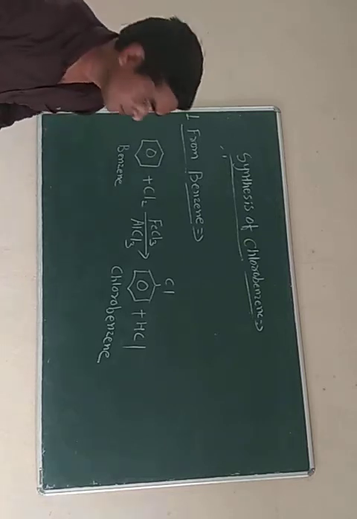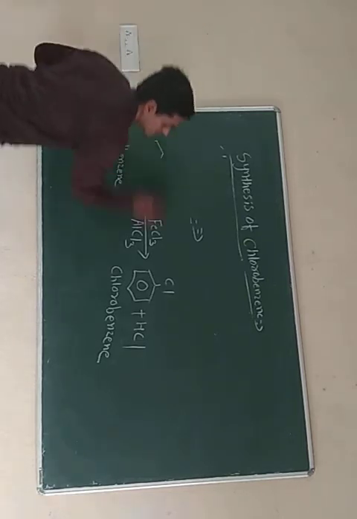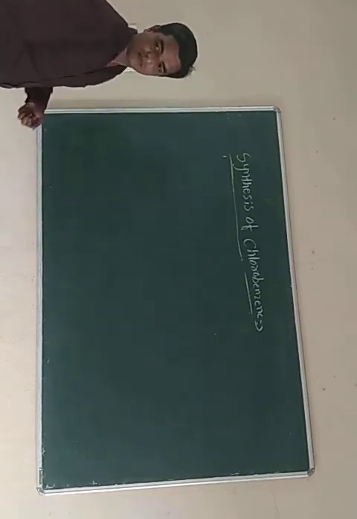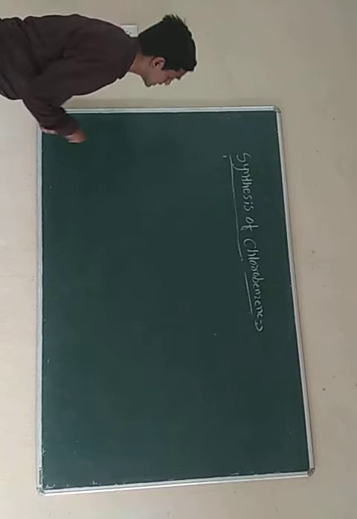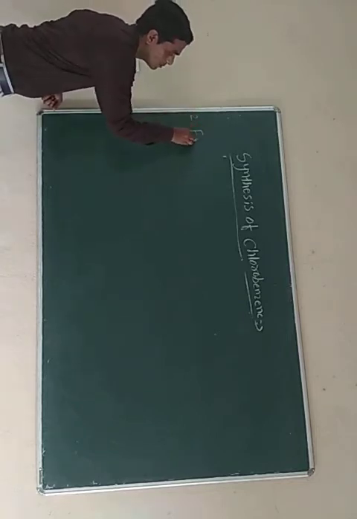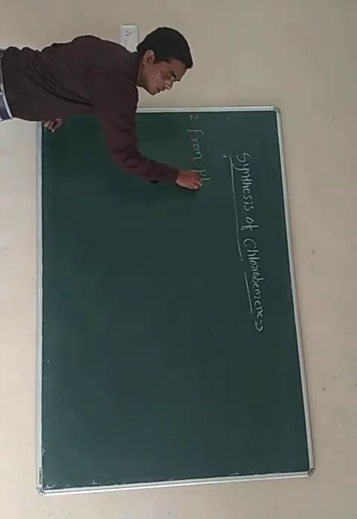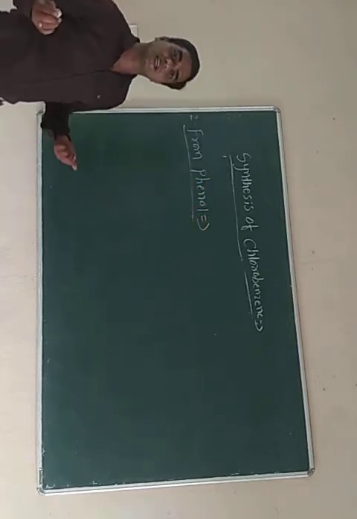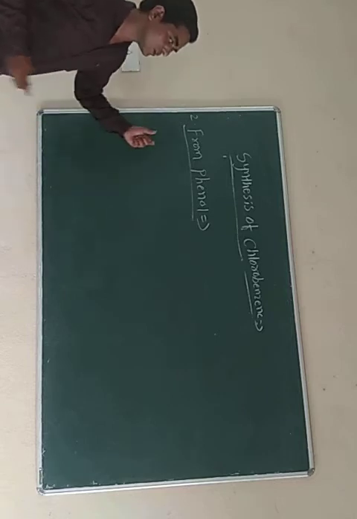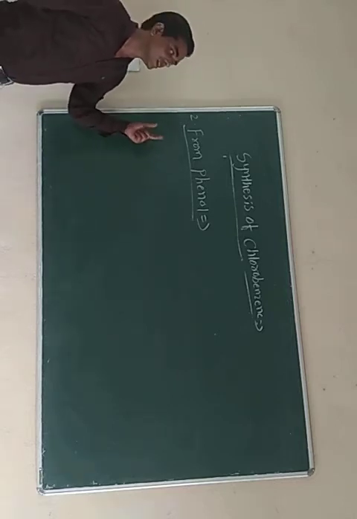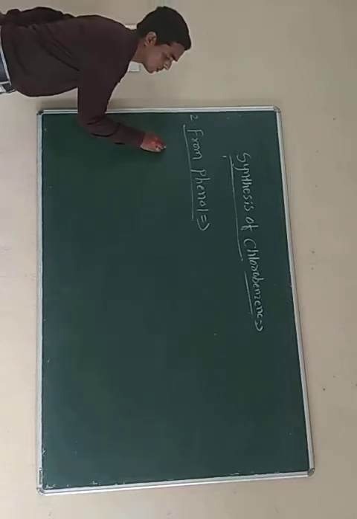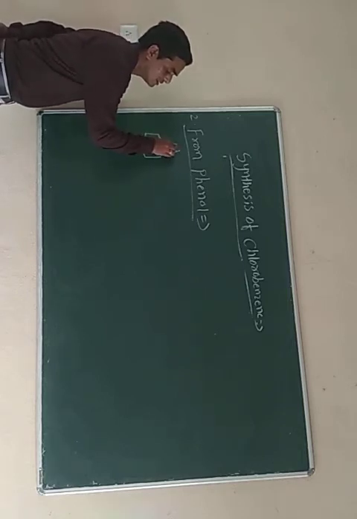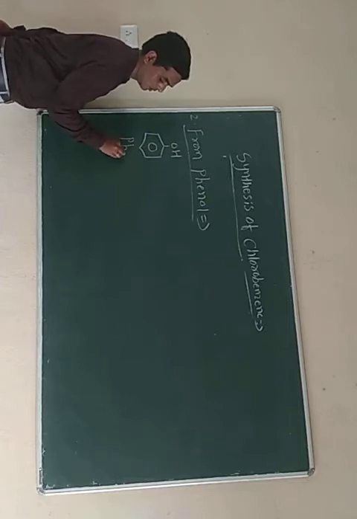Now the second one is from phenol. From phenol, chlorobenzene can also be synthesized. So first of all, we require phenol, and this is the structure of phenol.